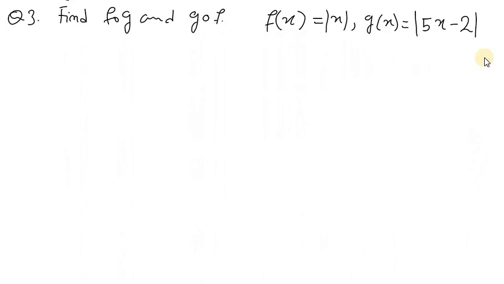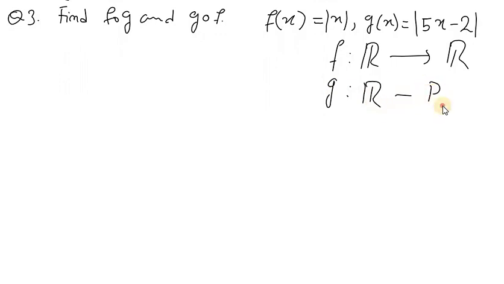Let's try to do it. Here f and g are functions from R to R actually. When nothing is given, we take f as R to R and g as R to R. So you see the domain here and the codomain here are the same, so therefore f of g and g of f both are defined.